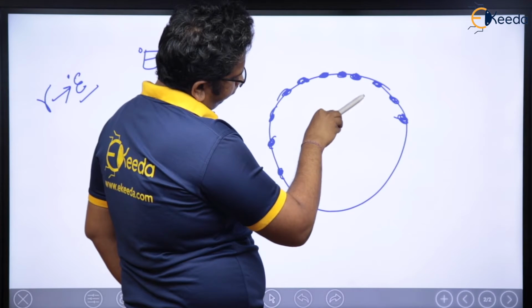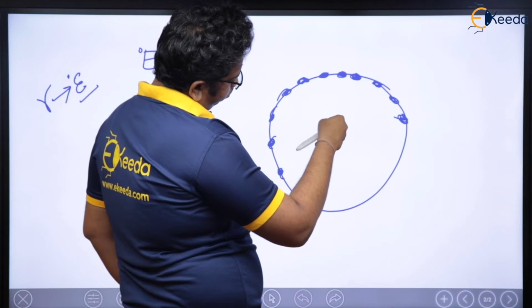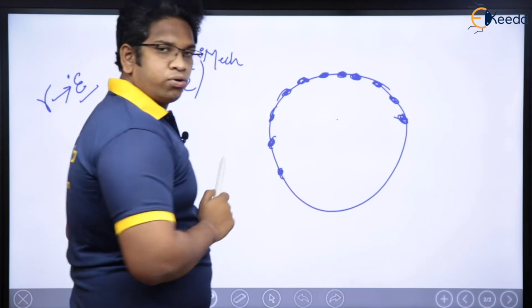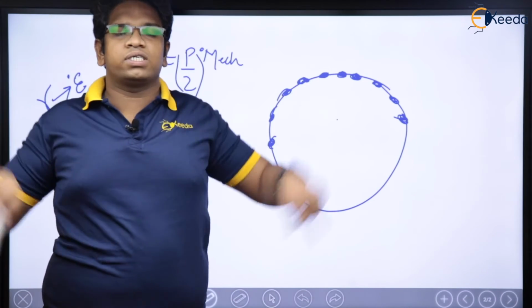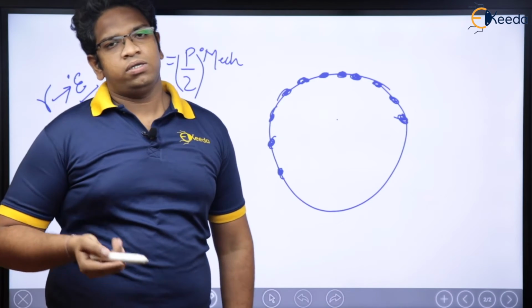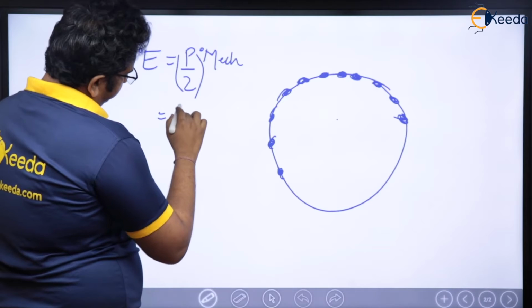So mechanical angle I know. The mechanical angle has to be 0, 90, 180, 270, and then again 360 degrees. So mechanical angle I know. Total mechanical angle for the stator is going to be how much? 360 degrees. So you please put it here. Yes, 360 degrees total.